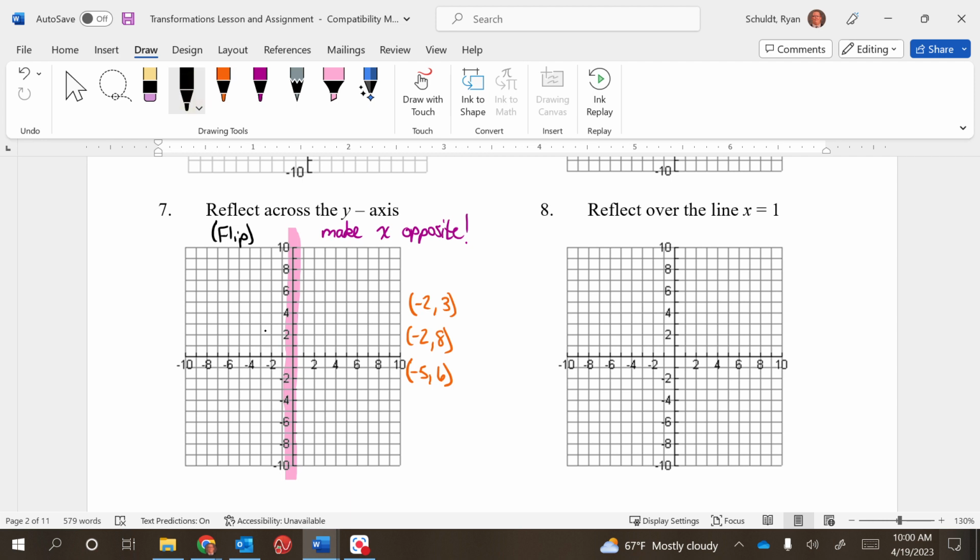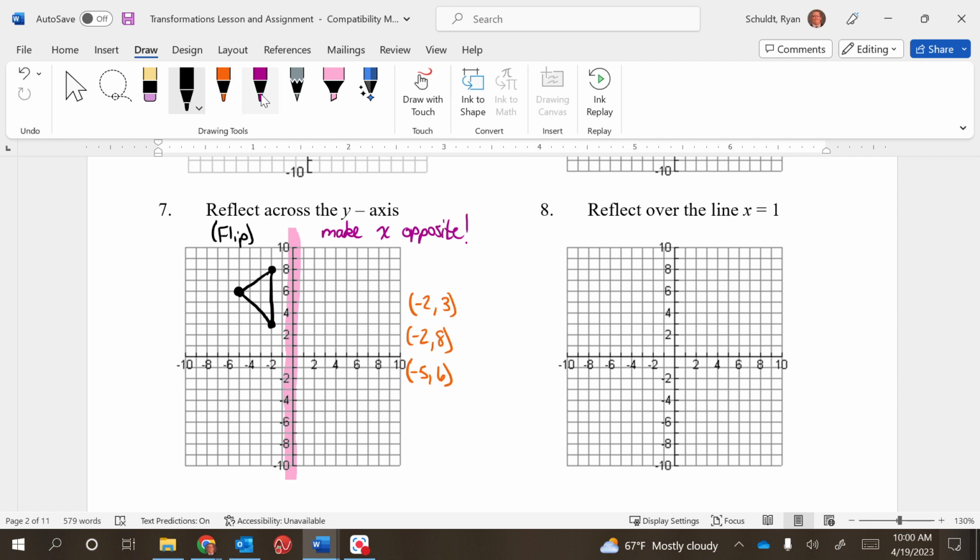So negative 2, 3. Negative 2, 8. Negative 5, 6. Make sure I'm on the right line. That's not negative 5. There we go. Negative 5, 6, right there. Connect your dots. There we go.